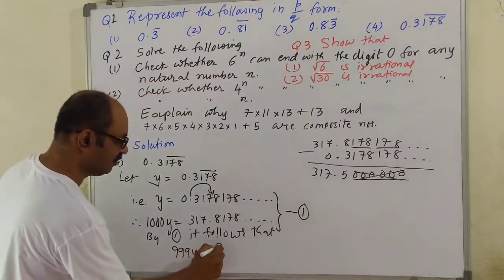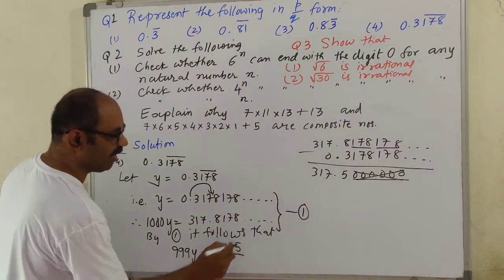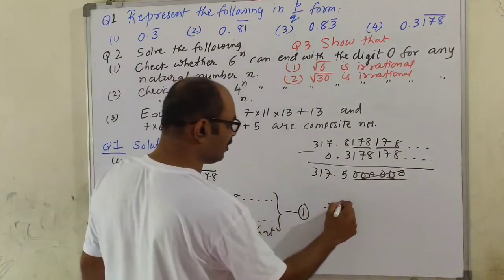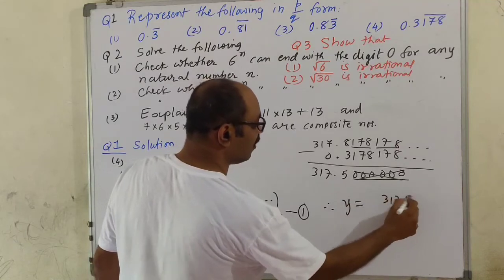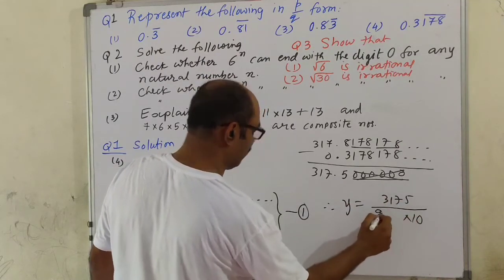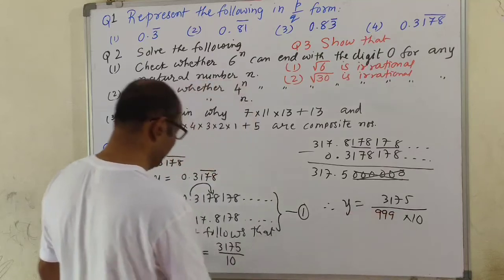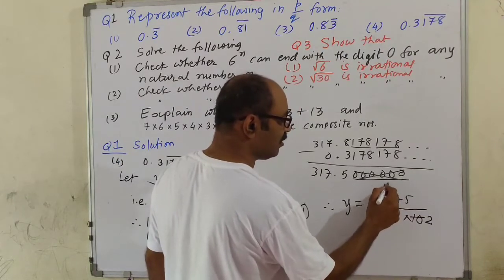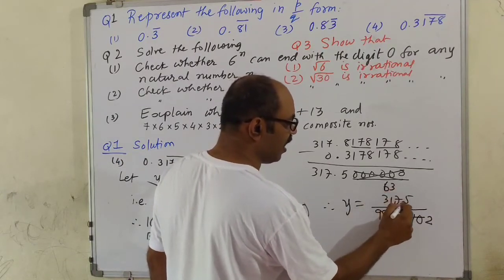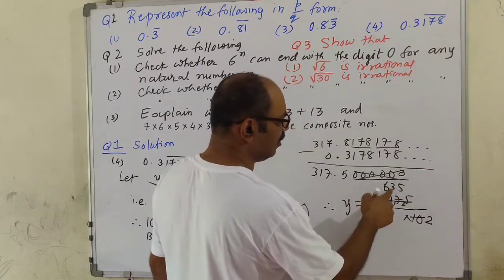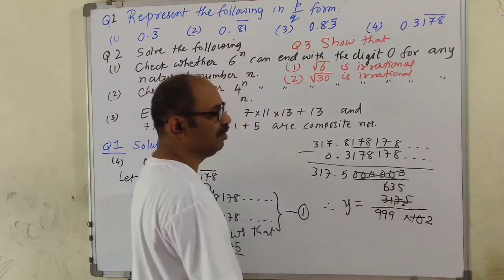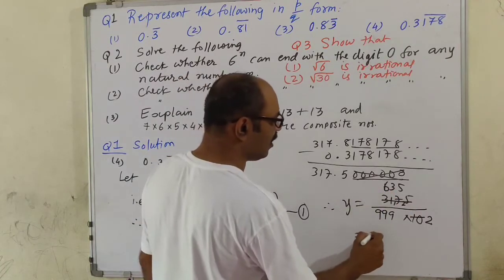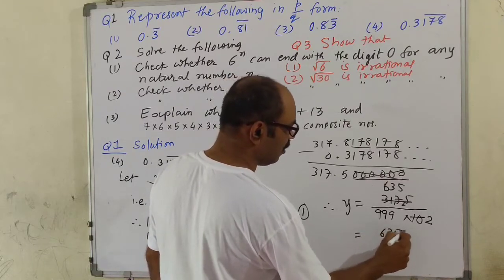So you can simply write 317.5. Since we considered one digit after the point, it is upon 10. Take 999 on the other side, so y is equal to 3175 upon 10, and this 999. 5 2s are 5 6s are 31 remains, 5 3s are and 5 5s are. Is it divisible by 3? No. 6 plus 3 is 9, 9 plus 5 is 14, which is not divisible. So this will be your answer now. You can't reduce any more further, right?